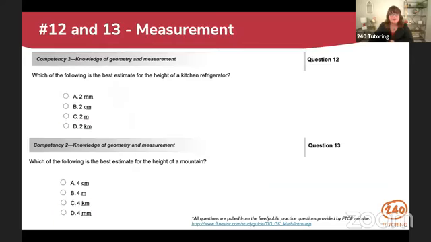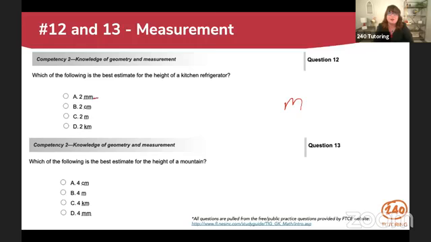All right. Last two questions, and I have them up here together because they're so similar. This is basic units of measurement. Do you know basic units of measurement? It says, which of the following is the best estimate for the height of a kitchen refrigerator? Okay, now I'm going to give you some hints. We're talking about meters and we're breaking that down into different increments.